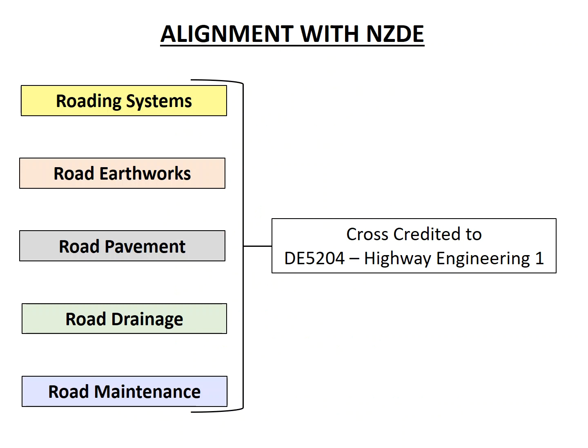If you go to the online course, you'll see that we've got the roading systems, and hopefully the road earthworks and the road pavement micro-credentials are all up. The road drainage and the road maintenance will follow in the next month or so. If a student finishes all of those micro-credentials, demonstrates competency in all 5 of them, then they will be able to come to Unitec and get cross-credited or recognition of prior learning of DE 5204 Highway Engineering 1.